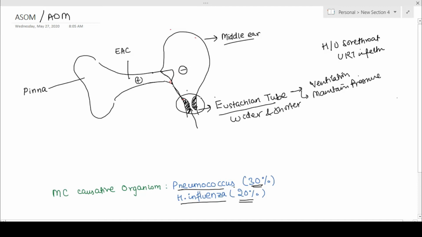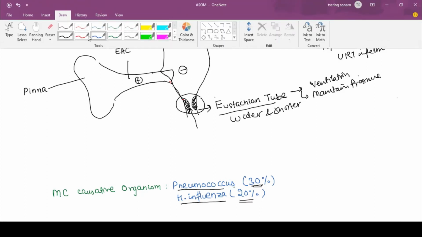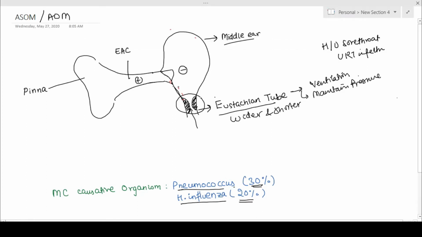After this, the causative organism causes an inflammatory response in the middle ear cleft mucosa, and we see hyperemia and congestion of the middle ear mucosa. When the clinician examines the tympanic membrane with their otoscope, what they see is a red congested tympanic membrane and the classical cartwheel appearance of the tympanic membrane.